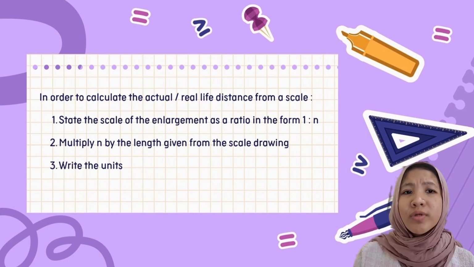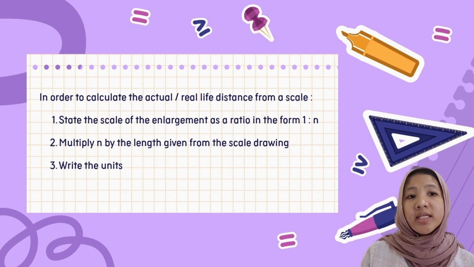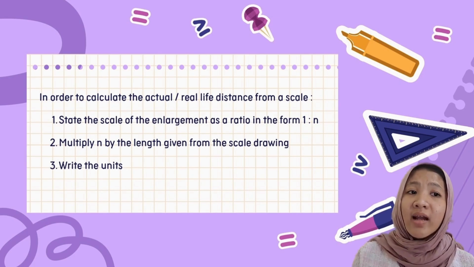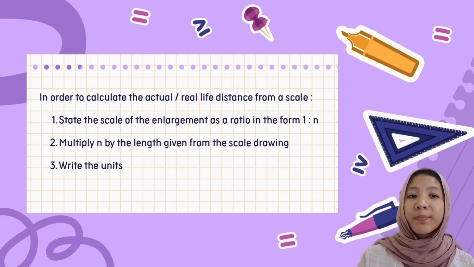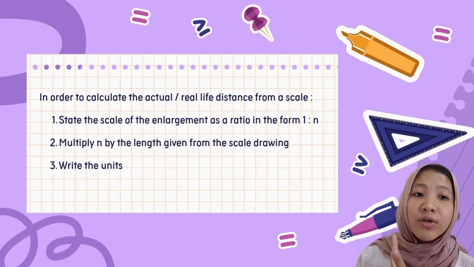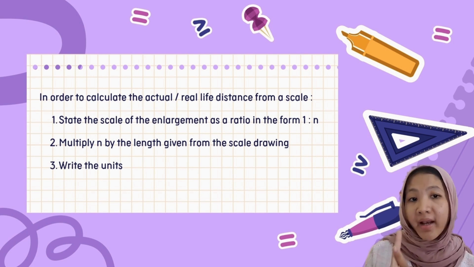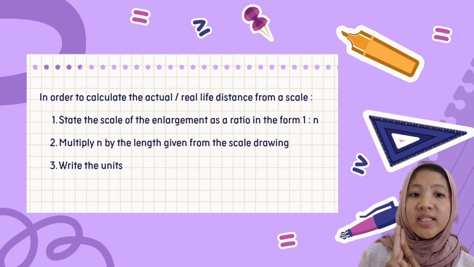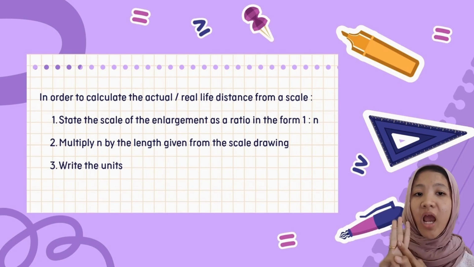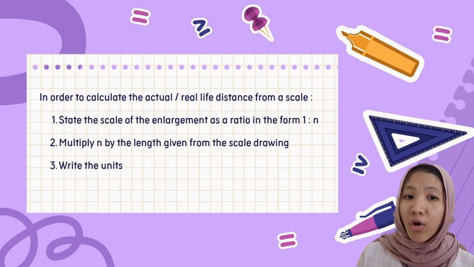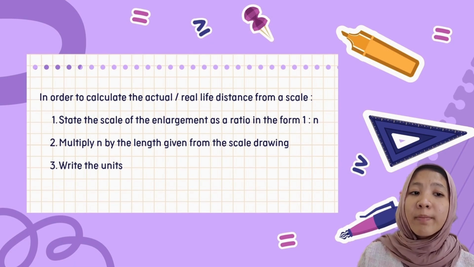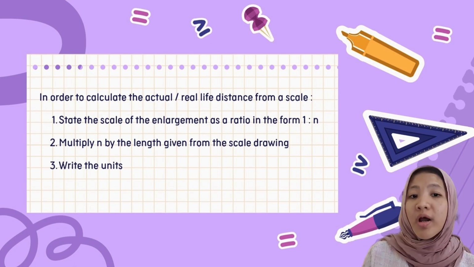Now, how do we actually calculate the real life distance using this scale? There are three simple steps to follow. First, state the scale of the enlargement as a ratio in the form 1 to n. Step 2, multiply n by the length given from the scale drawing. Step 3, write the units. By following these steps, you can convert any map or plan measurement into its true real-world size.